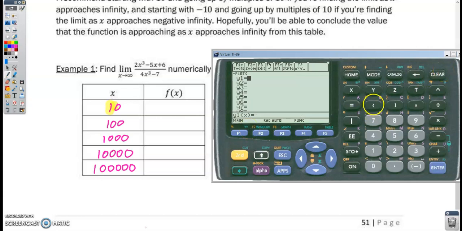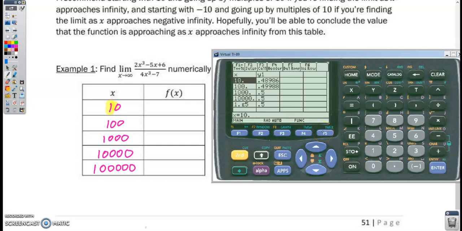Alright, so let's go ahead and type our function into the y equals screen. Y equals 2x cubed minus 5x plus 6, all that over 4x cubed minus 7. So we've got our function typed in. Now I think my table's going to keep those values that I already typed in just a moment ago. So we'll see, hey, it did.